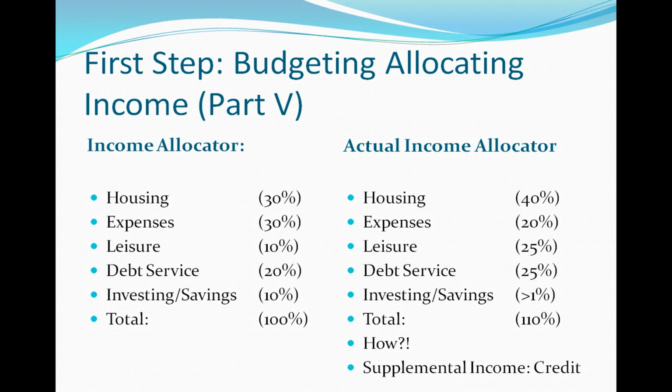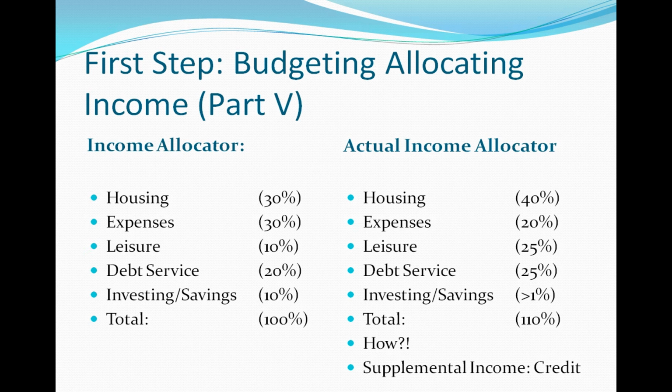So what we have on the left side is the ideal income allocation. That is going to be housing at 30%, all other necessary expenses at 30%. And we have leisure, so that's guilt-free spending, that is 10%. We have your debt service, remember what your debt service is, at 20%. And we have your savings rate, or the amount that you're going to set aside for investing, at 10%, giving us a total of 100%.